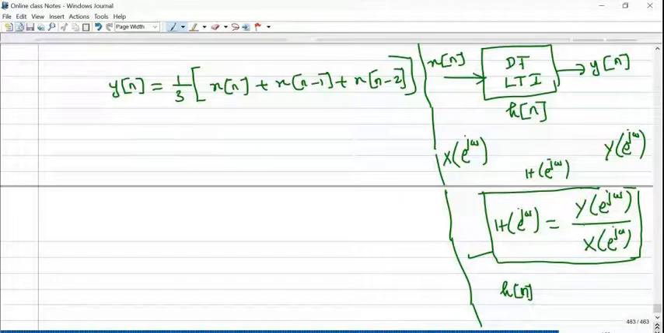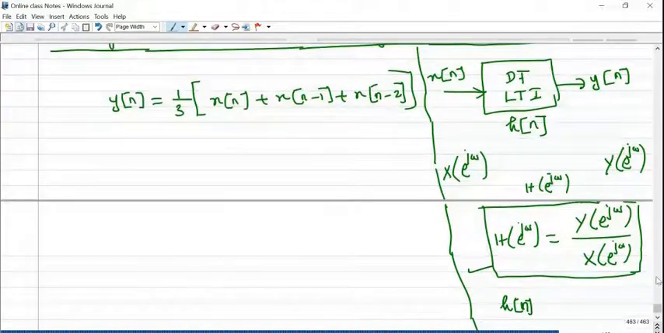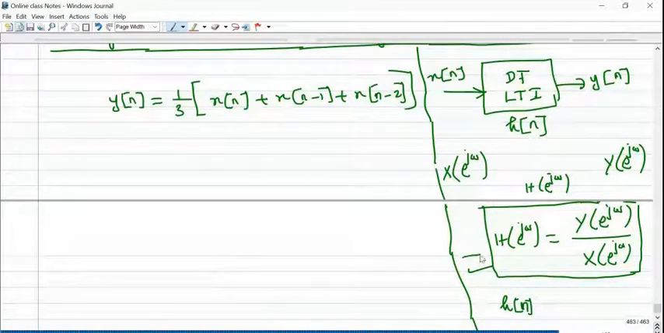Suppose I need y of n. What do we need to do? Y of e power j omega equals h of e power j omega multiplied by x of e power j omega. Then take the inverse DTFT. Suppose you want to find x of n from the given h of n and y of n, then x of e power j omega equals y by h. Understand, no? Basic equation: h equals y by x, y equals h into x, x equals y by h. So using this relationship, you may solve the problem depending on the questions.